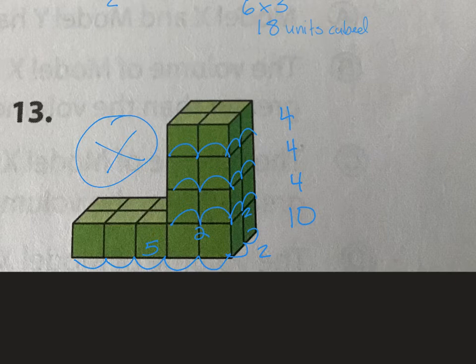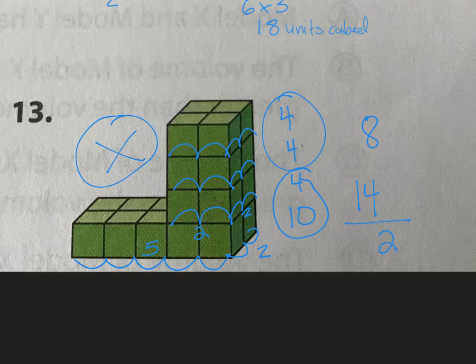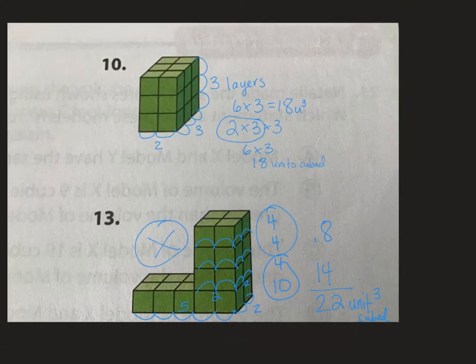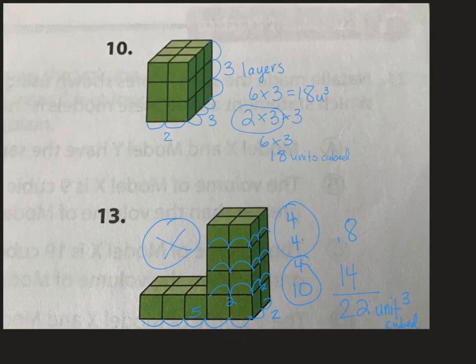What I would recommend is just grouping them together into easy addition. So 10 plus 4 gives me 14, and 4 plus 4 gives me 8. If I add the 2 together, I get 22 units cubed. Remember, I can put the 3 for cubed, or I can write cubed. Okay, so that gives you just a really good view of 11-1.